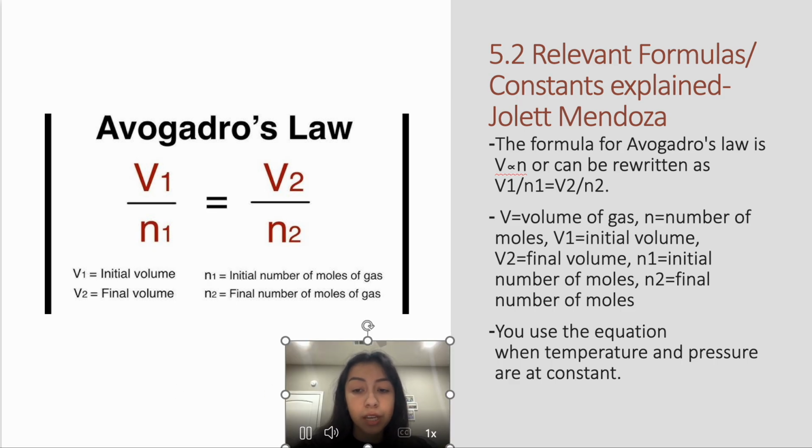Relevant formulas and constants explained. Avogadro's law's formula is V1 over N1 equals V2 over N2, or it can be written as V ∝ N. V equals the volume of gas. N is the number of moles. V1 is the initial volume. V2 is the final volume. N1 is the initial number of moles. N2 is the final number of moles. You use the equation when temperature and pressure are constant.